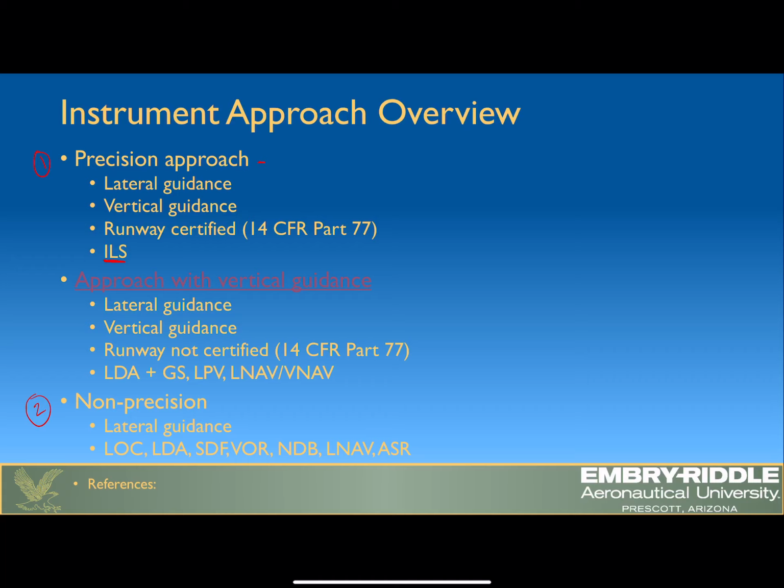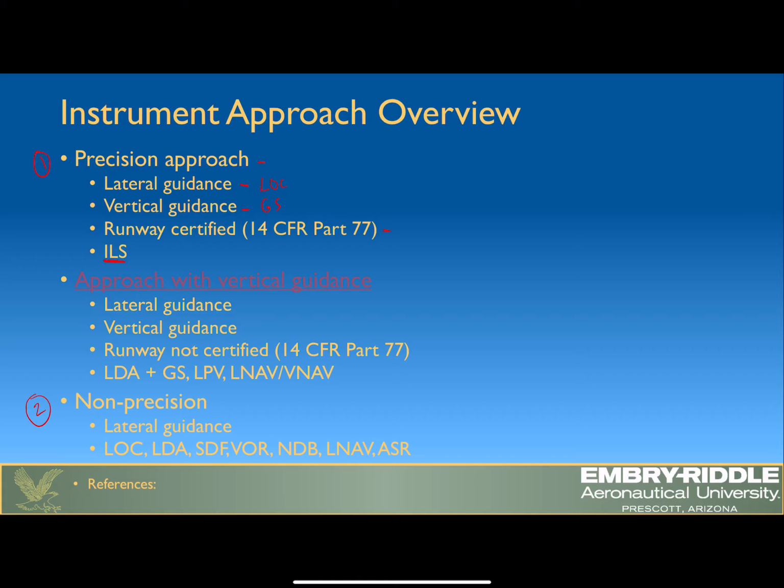As we've discussed in the past, an ILS system gives you two things. It gives you lateral guidance and it gives you vertical guidance. Remember, that's with the localizer and then the glide slope indicator. And these are certified runways according to CFR Part 77. So that is a precision approach.